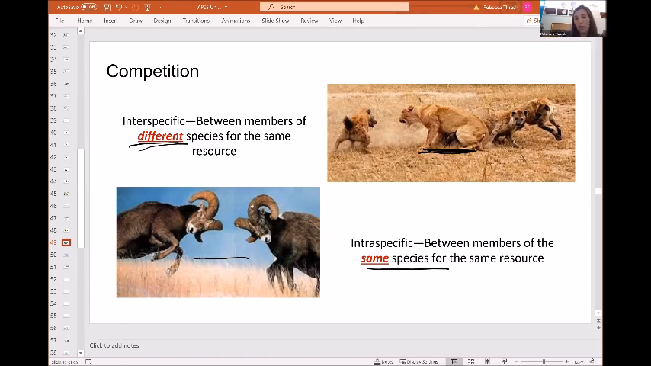So if you can imagine, the stronger or more dominant or more successful ram, in this case, maybe with the bigger horns or the tougher skull, is going to be able to mate more often than the one that isn't. So over time, what happens? You get more of these alleles in the next environment.